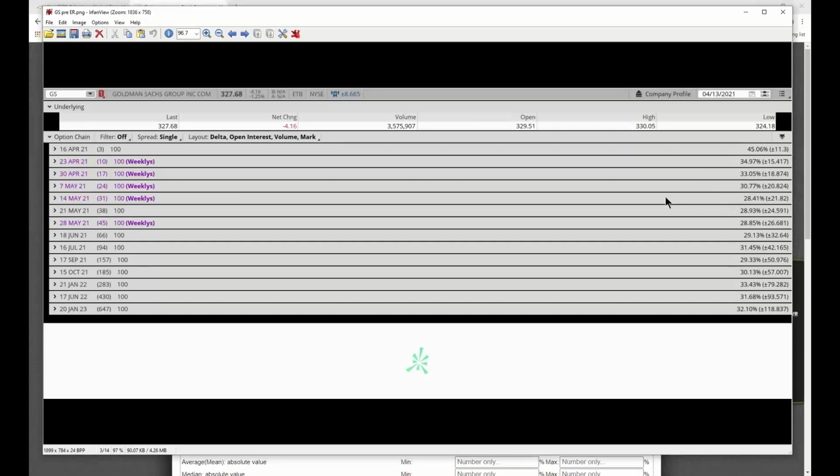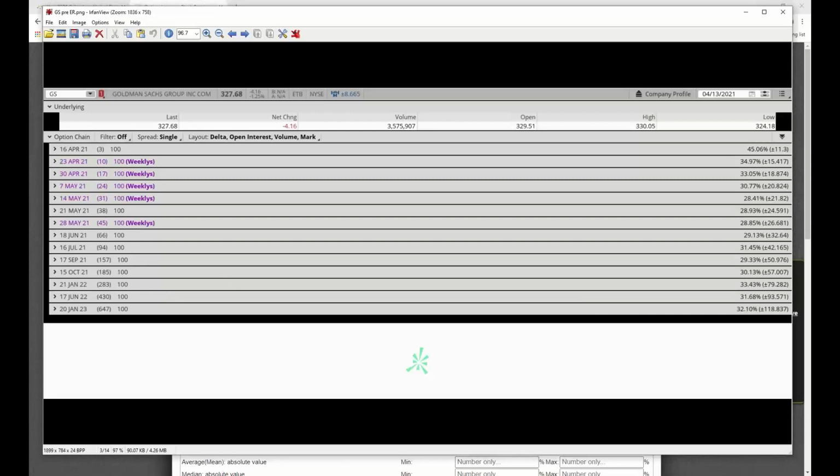But as you can see, as you go out in time, things level off. 28, 28, 28, 29, 31, 29, 30. Now, I want to pay special close attention to these options that expire further out in time. Generally, we refer to these as LEAPS, things that expire 9 months to a year from now. Far dated options. These are important to take notice of.